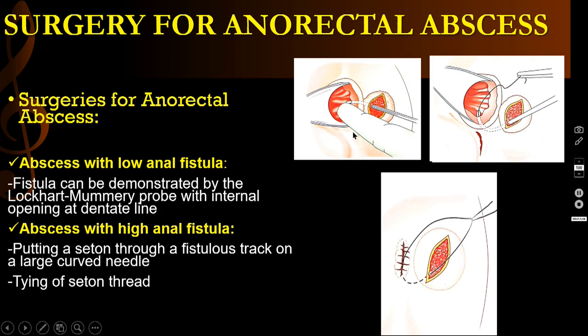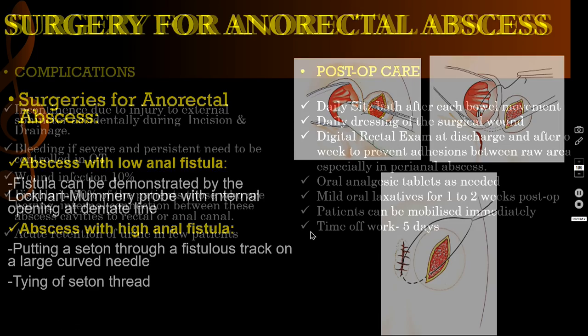So abscess with high anal fistula, suppose if it is ischiorectal abscess, then instead of putting this probe, you have to put a seton through the fistulous tract on a large curved needle. You have to introduce it, and this also will come through in the anal canal at the level of the dentate line. So after taking it out, then you can tie the seton thread. This is for management of high anal fistula. You can use this one.